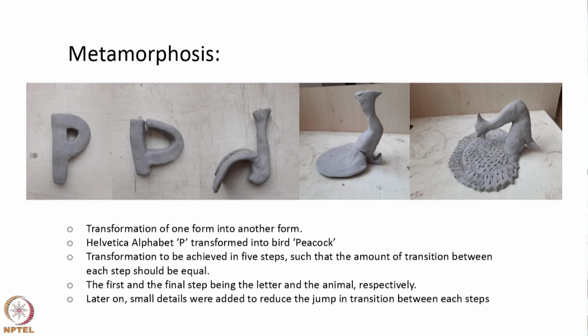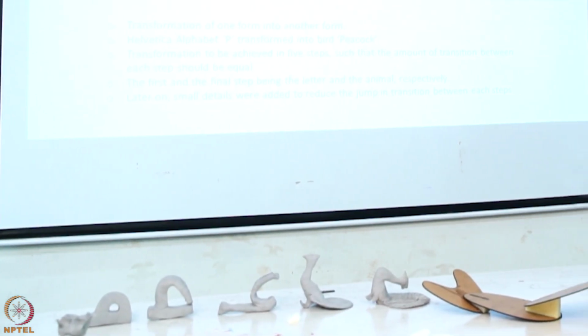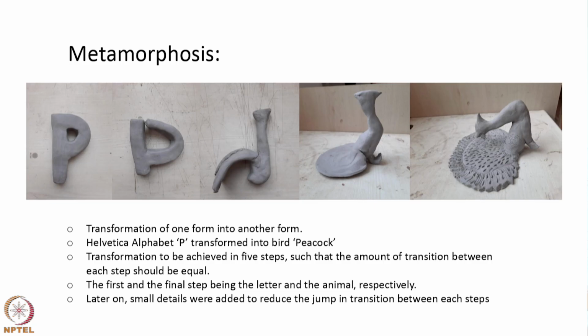Then Metamorphosis 1. In this case, I took the alphabet P and turned it into a peacock. As you can see, the transformation is achieved in 5 steps, such that the transition between each step should be equal. The first and the final steps are the letter and animal respectively. Later on, small details were added to reduce the jump in the transition between each step.